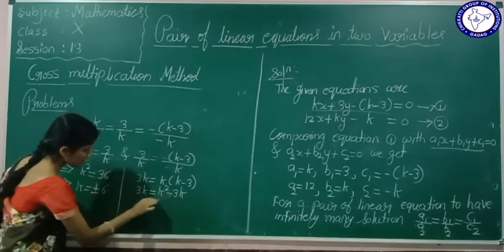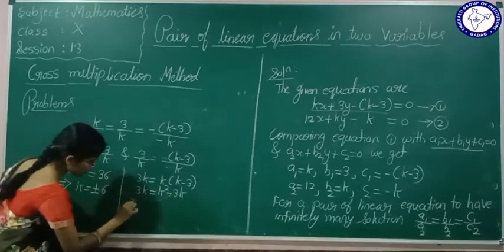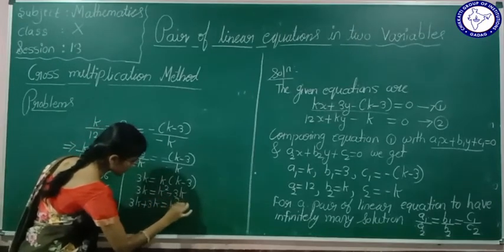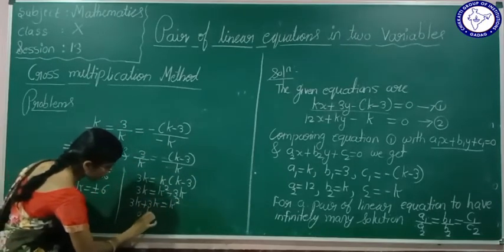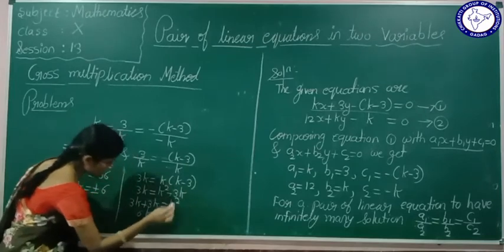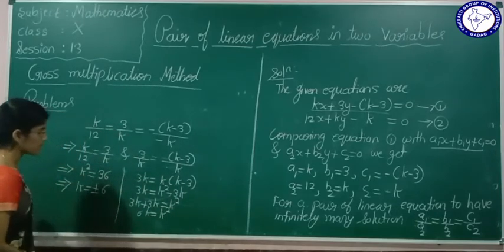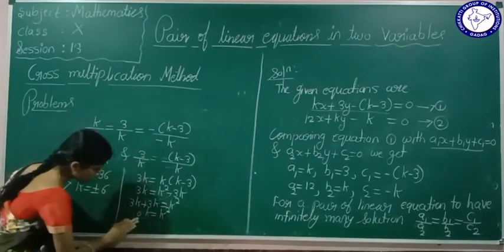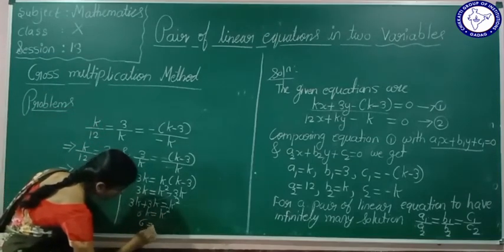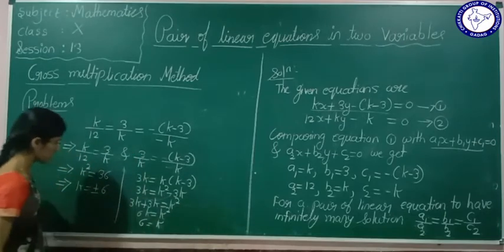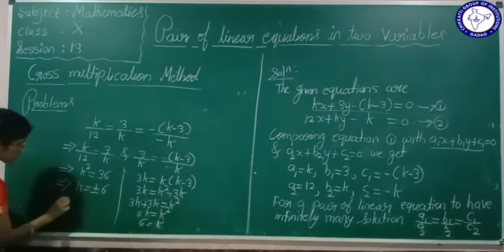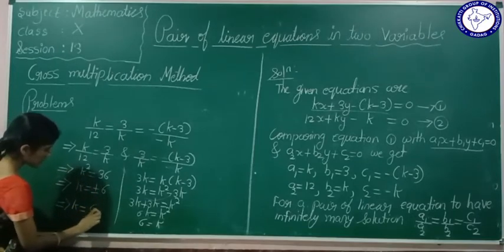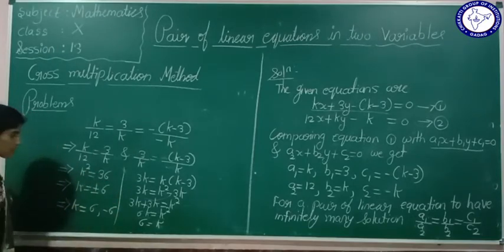If I shift this to the LHS, it will become 3k plus 3k, how much is that, students? 3k plus 3k is 6k. 6k is equal to k square. If you divide both LHS and RHS by k, what will we get? 6 is equal to k. Here we are getting k is equal to 6 and minus 6.